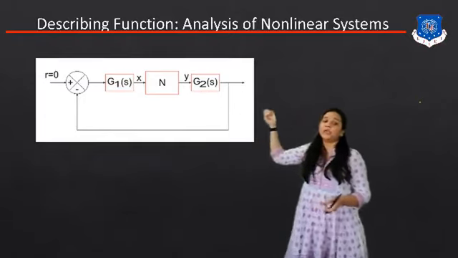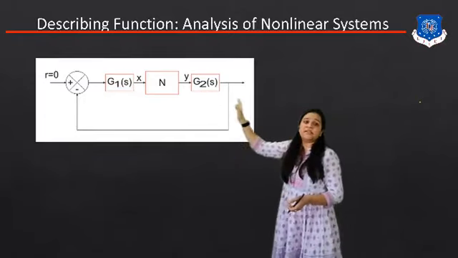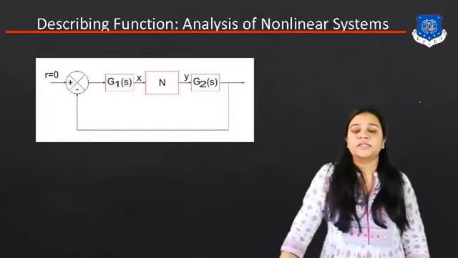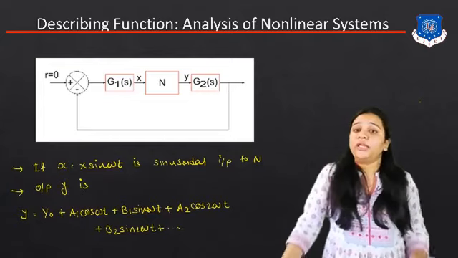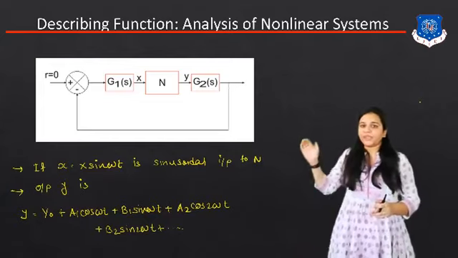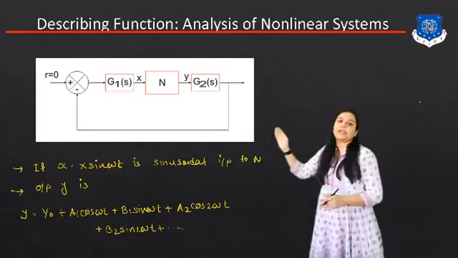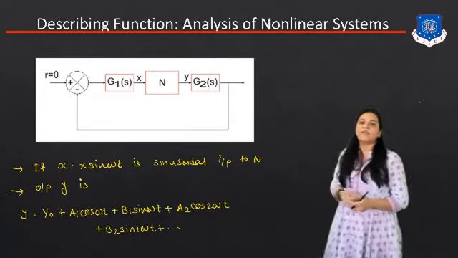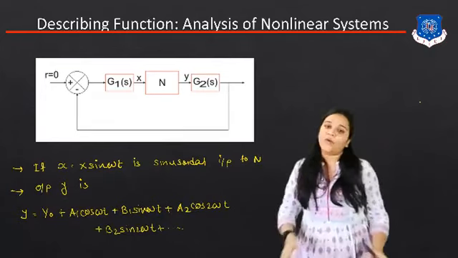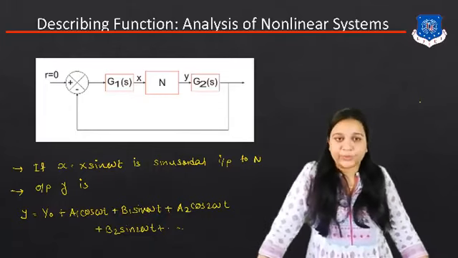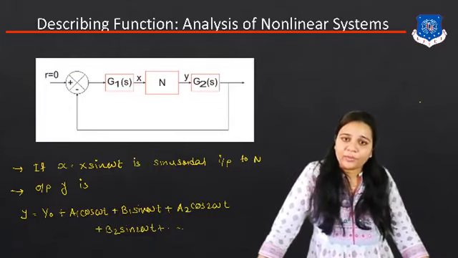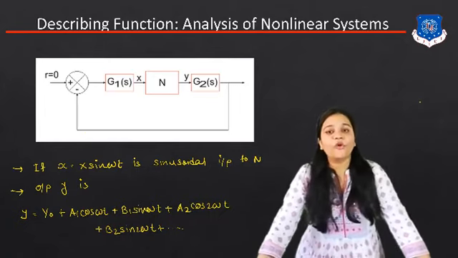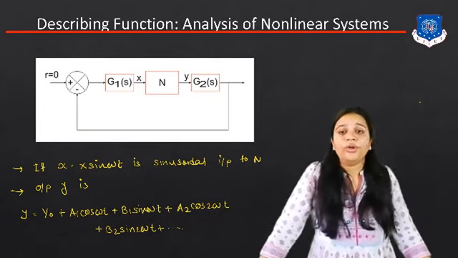We can take the two systems G1(x) and G2(x), and between these two systems we have to connect the describing function N. So if x = X sin ωt is the sinusoidal input to the N, the output is y, that is equal to y0 plus a1 cos ωt plus b1 sin ωt plus a2 cos 2ωt plus b2 sin 2ωt, and so on up to infinity.